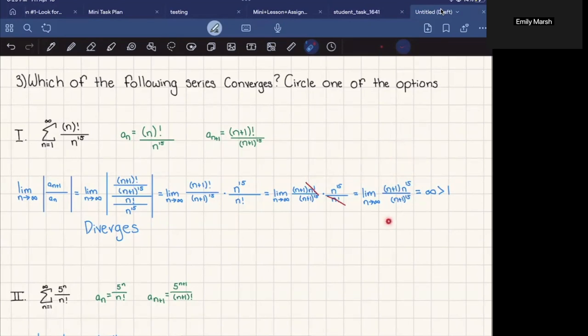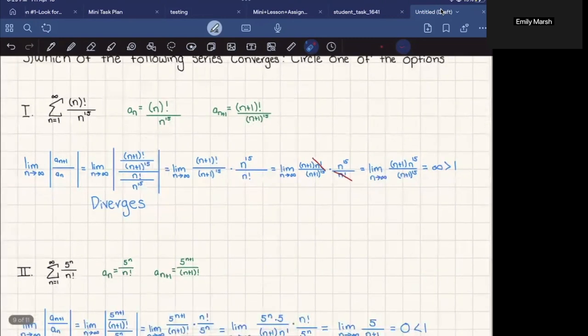Our highest power on the bottom is n to the 15th. When the power on the top is higher than the power on the bottom, that means that our limit is approaching infinity much faster. Thus, our limit here will approach infinity. Therefore, infinity is greater than 1, and therefore the series diverges and does not converge by the ratio test.